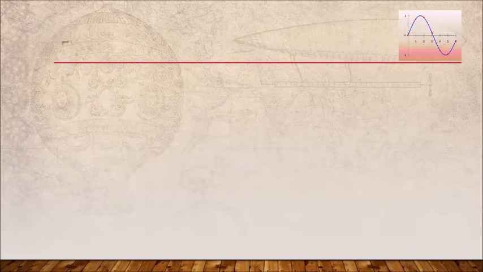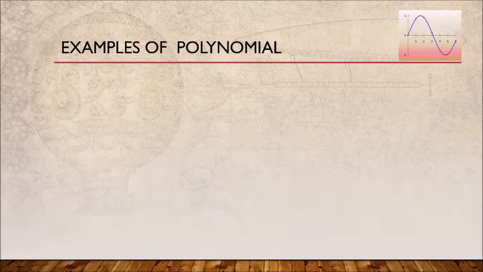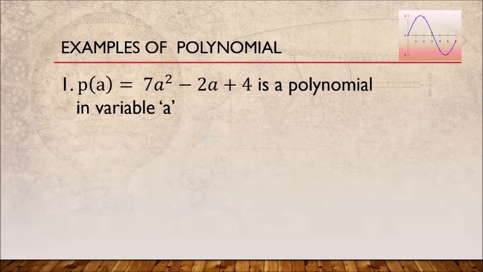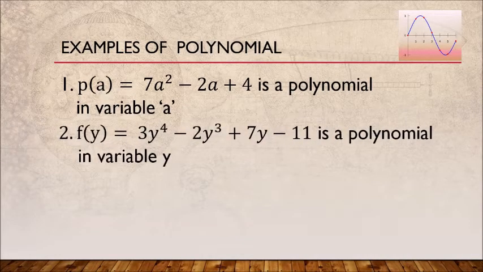Let's see the examples of polynomial. First one, p of a equals 7a square minus 2a plus 4. This is a polynomial with variable a and its degree is 2 because the highest power present here is 2. Second example, f of y equals 3y raised to 4 minus 2y cube plus 7y minus 11. This is a polynomial with variable y and its degree is 4.